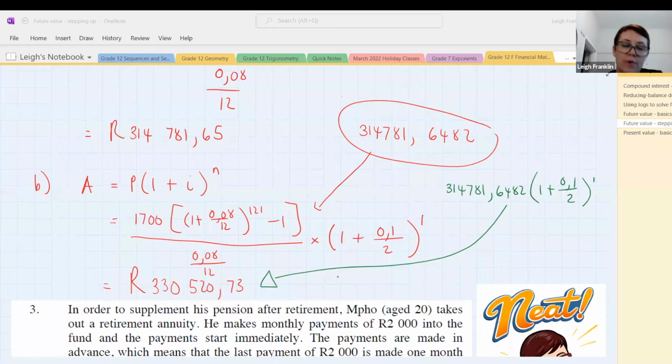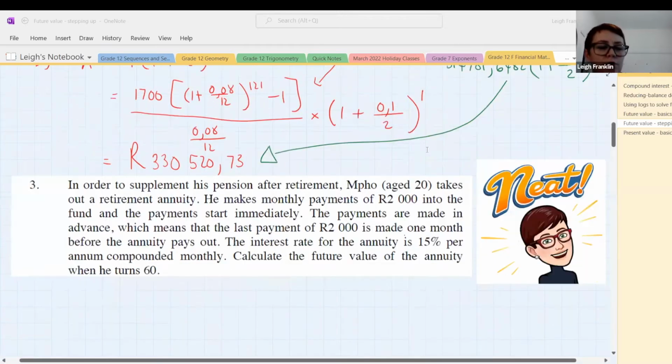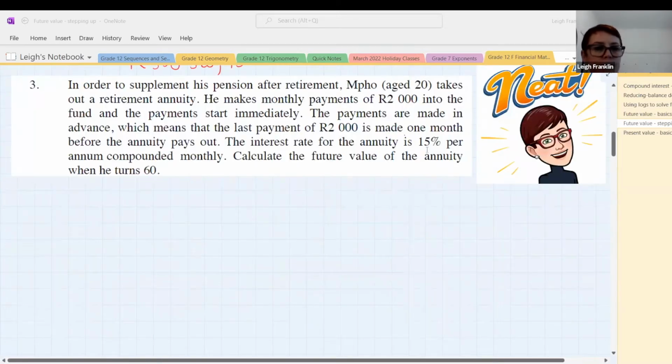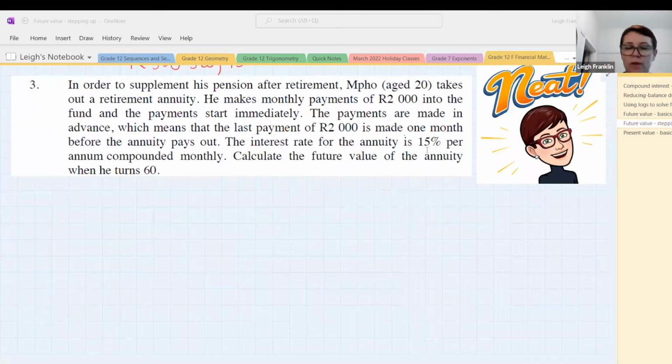Okay, so L'Oreal, a timeline is just there to help you visualize the problem. You can always use a timeline if you want to, but you're never going to get any marks for it. The timeline is just there to help you understand the problem. You'll never ever get any marks for it. Okay, let's have a look at the next question, if that's all right with everybody.